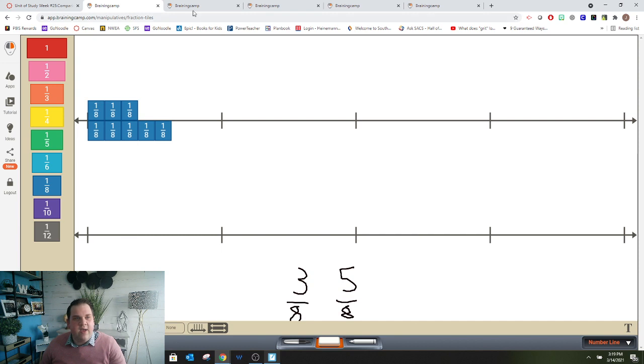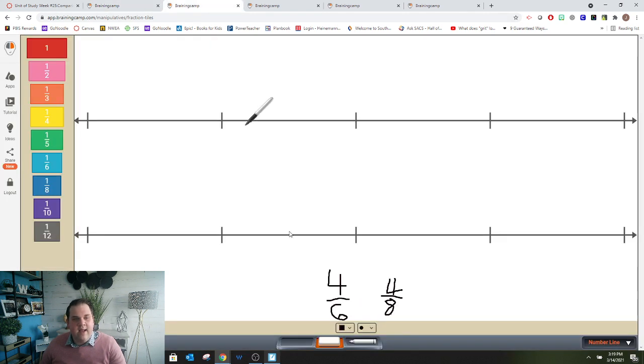Let's try another one. Here, I have 4/6 and 4/8. Which fraction do you think is going to be larger? Enter that into Playposit now. All right, let's check. Let's model 4/6 first. So here's 1, 2, 3, 4. And then below it, we'll model 4/8. 1, 2, 3, 4.